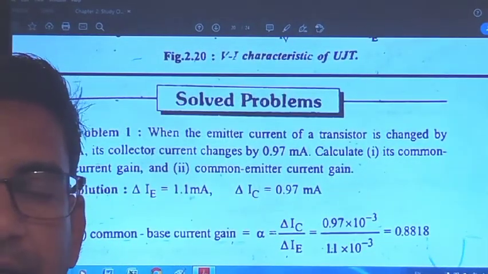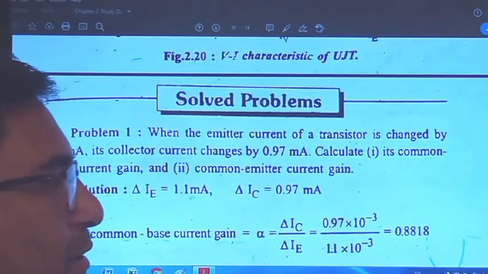After this, there are certain problems that we have to solve.